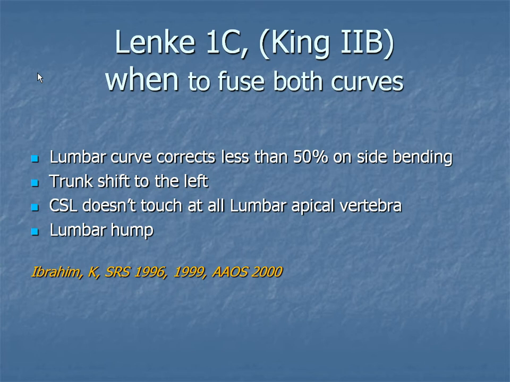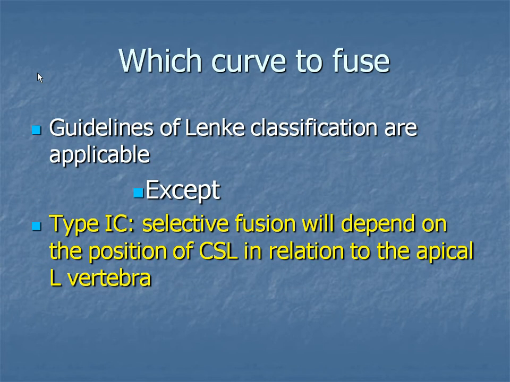And of course if you have a lumbar hump. But the most important thing is that the central sacral line is beyond the apical vertebra. It's not just touching or 2 centimeters far away. If it is beyond the apical vertebra, by 2 millimeters or 2 centimeters, those usually don't correct by fusing the thoracic curve only. They do compensate. Applying this over the years shows that it gives you good results. So we summarize this part: the guidelines of the Lenke classification are applicable, except when you deal with 1C, where you have to look at other criteria.